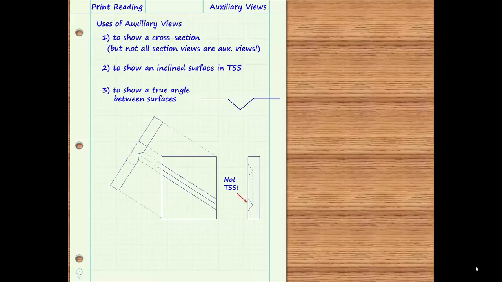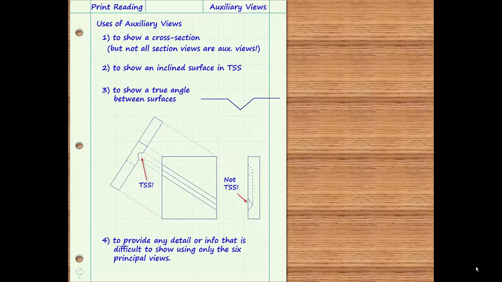Projecting the auxiliary view off of the front view will result in a perspective from which the bottom of the V-groove appears as a single point. Then the V-groove's dihedral angle will be seen in its true size and shape. Last, and in general, auxiliary views may be used to provide any detail or information that is difficult or even impossible to show using only the 6 principal views.